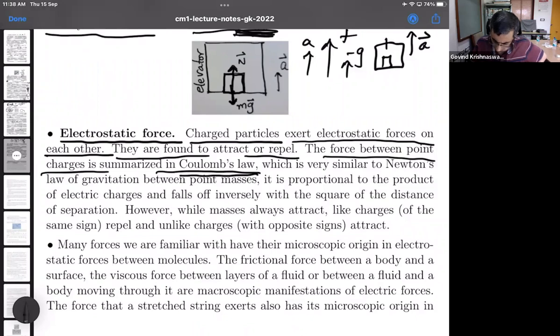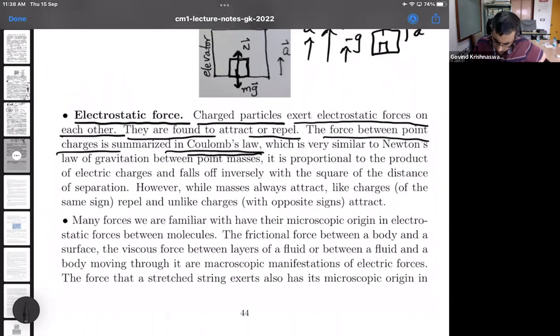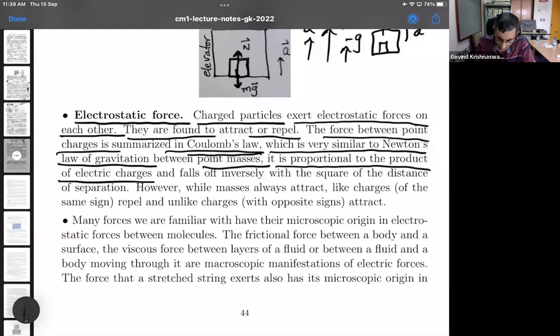Coulomb's law is very similar to Newton's law of gravitation between point masses. If you replace the masses by the charges and Newton's gravitational constant with another constant, then essentially you get Coulomb's law. There's one small difference, so let me mention that. First of all, Coulomb's law of force between two charges is proportional to the product of the electric charges and falls off inversely with the square of the distance. So to that extent, it's very similar to Newton's law.